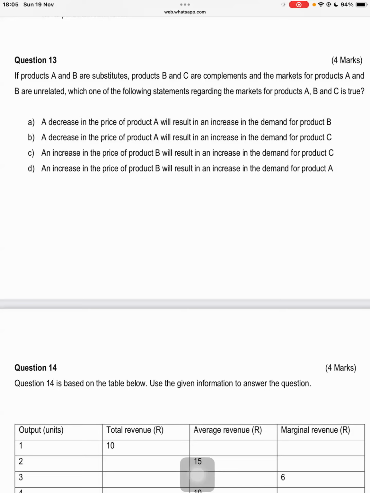Let me just read this again. Is there any relationship between A and C? We have a relationship between B and C, but do we have a relationship between A and C? I'm just trying to analyze my answer. I'm coming back to you. Give me a few seconds there.